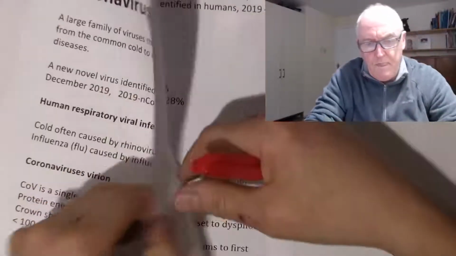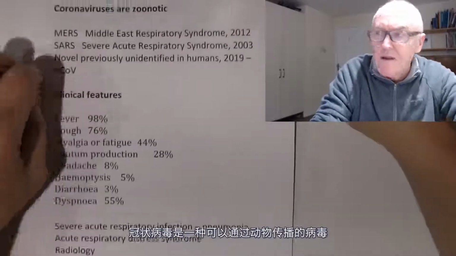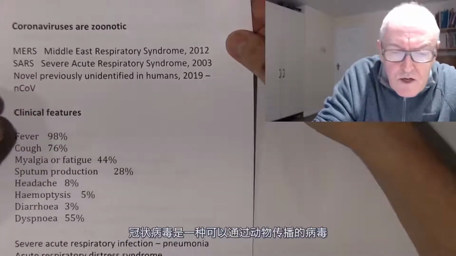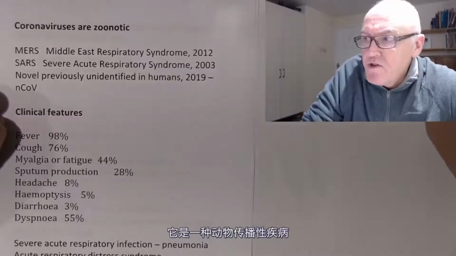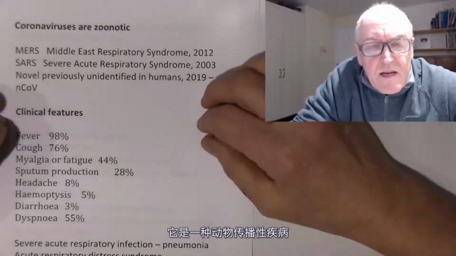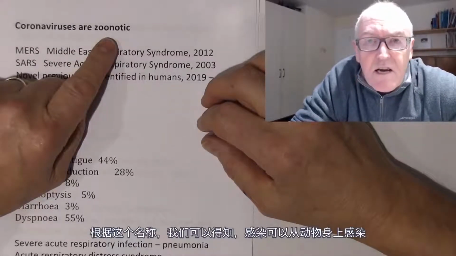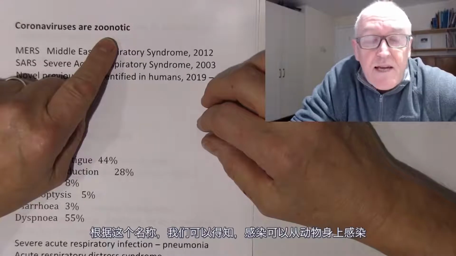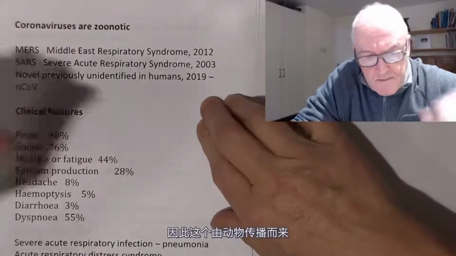Now, coronaviruses are zoonotic. It's one of the zoonoses illnesses. Now, the zoonoses illnesses, as the name sort of implies, are infections that we get from animals. So this comes from animals.